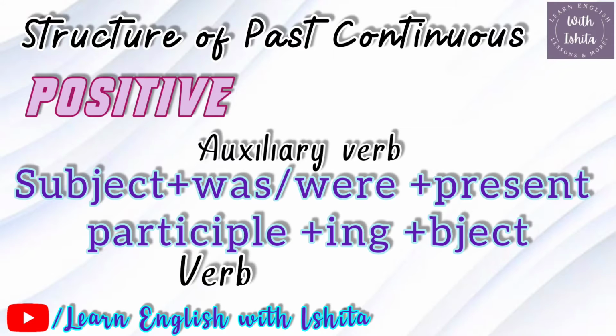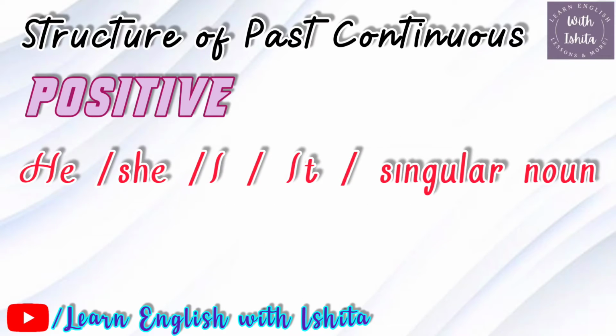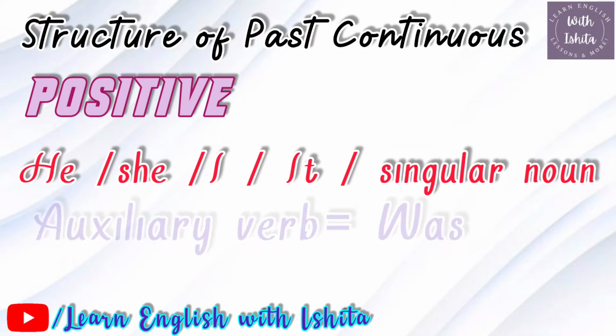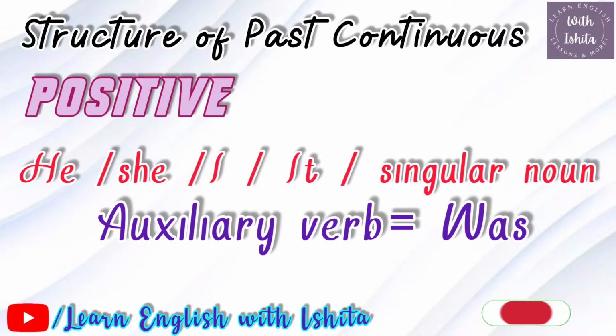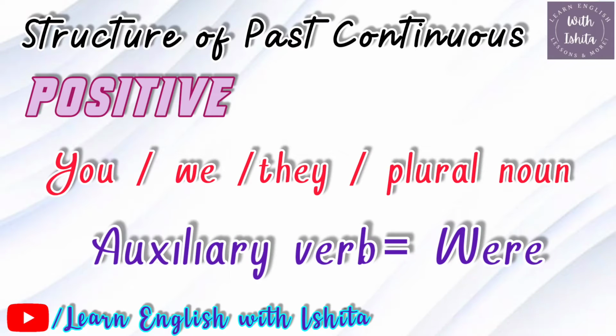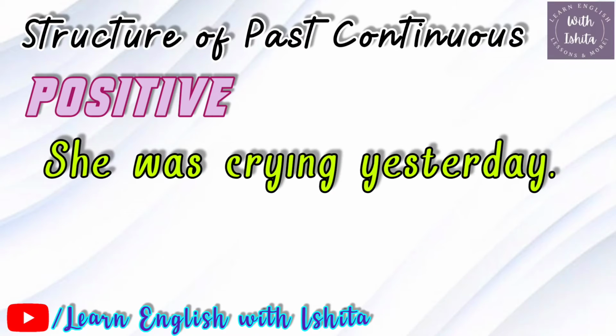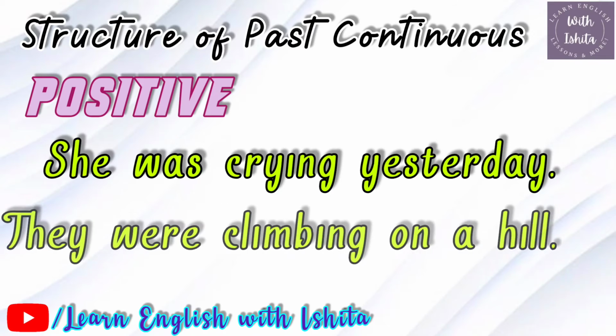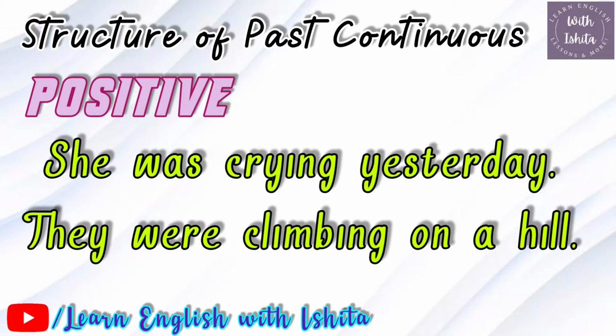Now just remember one thing: if the subject is he, she, I or it, or a singular or proper noun, then the auxiliary verb was is used, okay? If the subject is you, we, they or plural, then the auxiliary verb will be were. For example, number one, she was crying yesterday. Number two, they were climbing on a hill.